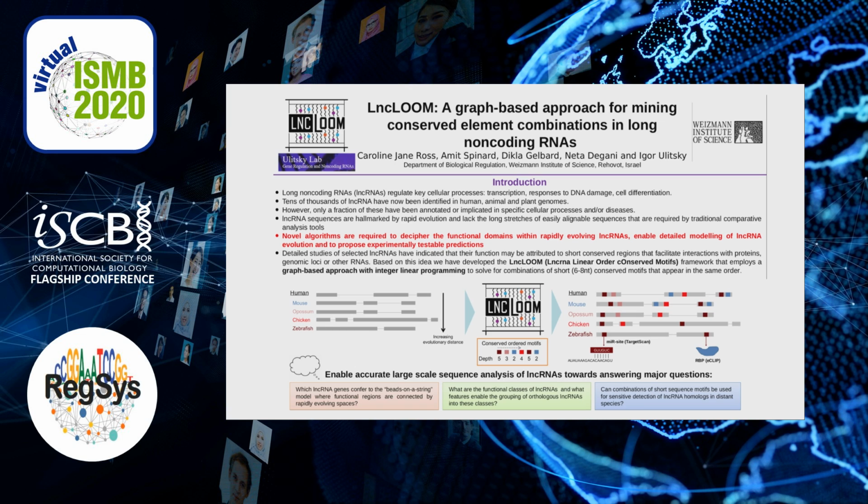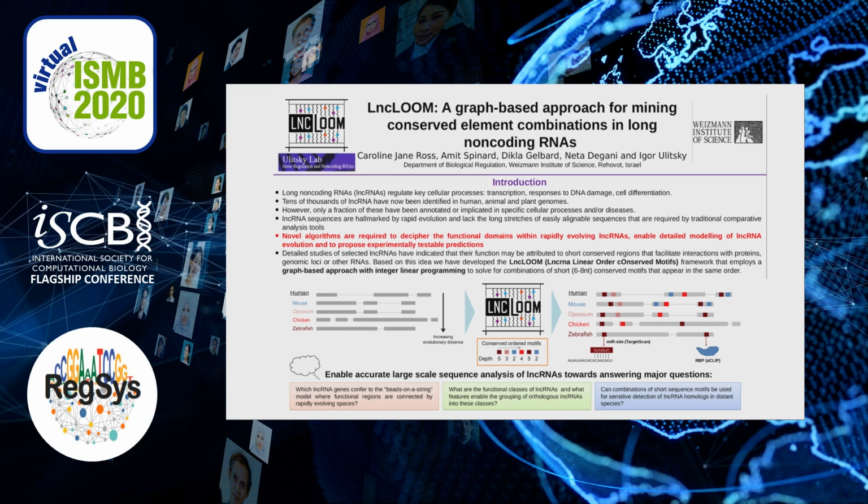It is now well established that certain lincRNAs regulate key cellular processes. And although tens of thousands of lincRNAs have now been identified, only a very small fraction of these have been implicated in a specific cellular process. And it is not known how many of these lincRNAs are actually functional and how many are not.